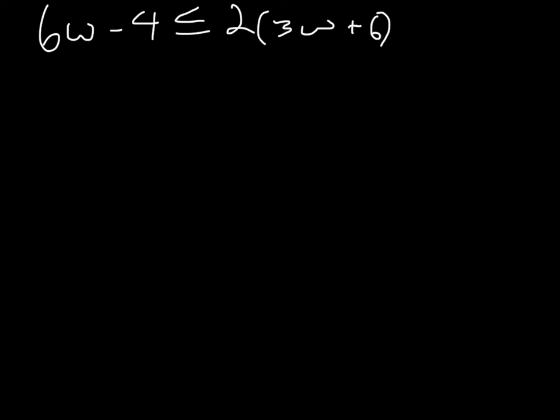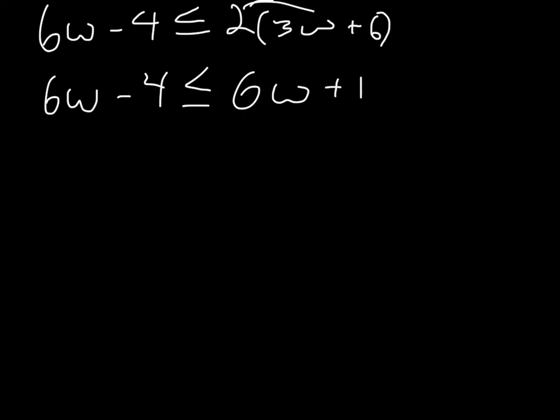Alright, this last one is a little bit tricky, but it says 6w minus 4 is less than or equal to 2 times the quantity 3w plus 6. So again, the first thing we need to do is distribute our 2 through. So we have 6w minus 4 is less than or equal to 2 times 3w is 6w. 2 times 6 is 12 plus 12.